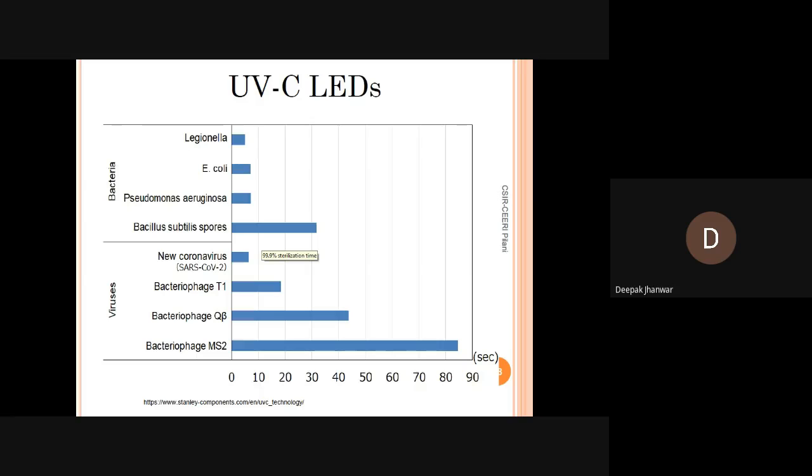Just a small question, sir. I would like to add something. Why can we not cross this 265 nanometer? Is there any special reason? Can we go for higher frequencies?